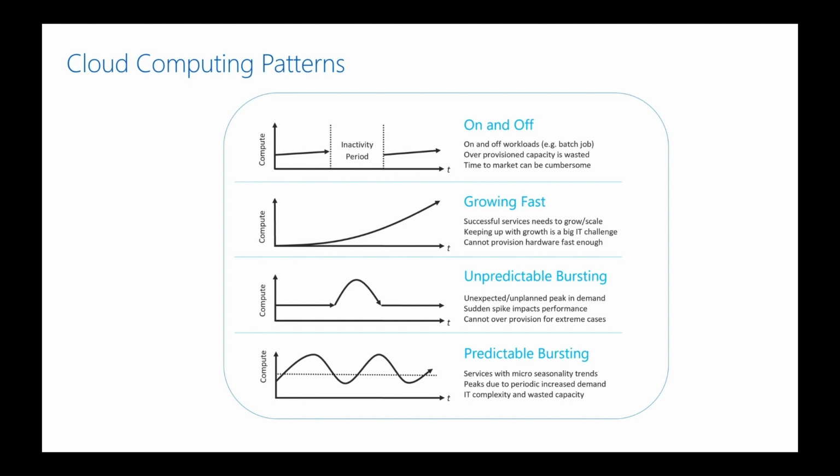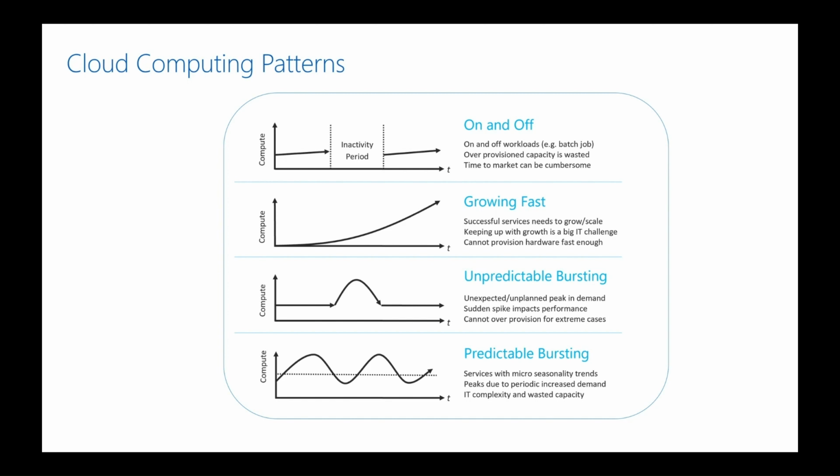So the first one is an on-off pattern. Here, for a certain time, the application goes into an idle stage. The best example of it is a batch job. After running for a day, it will go into an inactive stage, and afterward it moves again to the execution step. So this is a real-time example of a batch pattern.